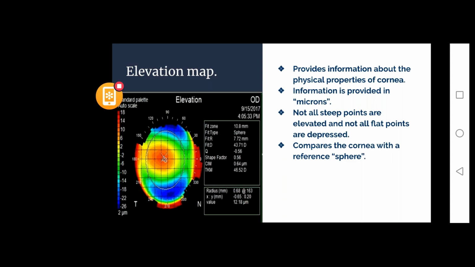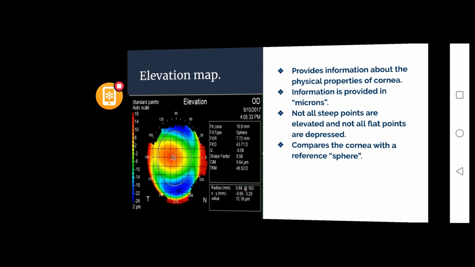You know why? Because an area can be steep in reference to some other area on the cornea itself, right? So the best fit sphere which will be used will be very different. Sometimes it masks some elevation, and sometimes it masks some depression as well. You will understand after you see a few elevation maps. Not all the steep points are high or elevated, and not all flat points are depressed.